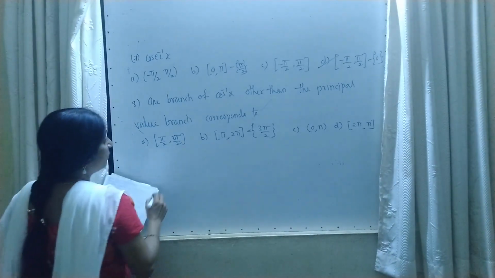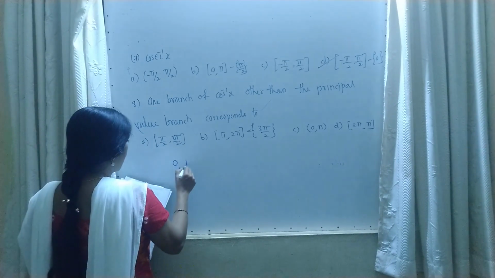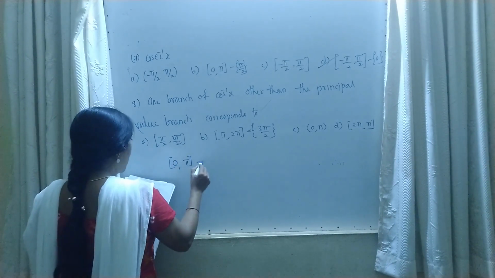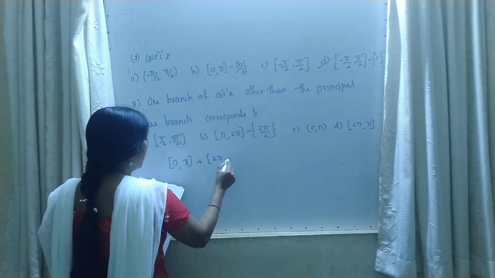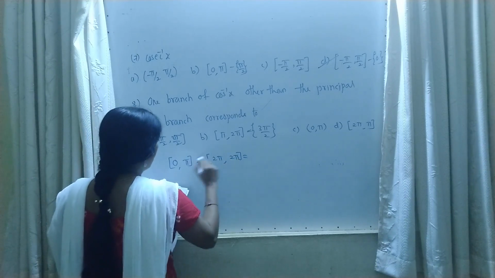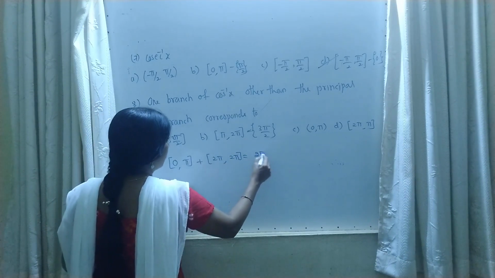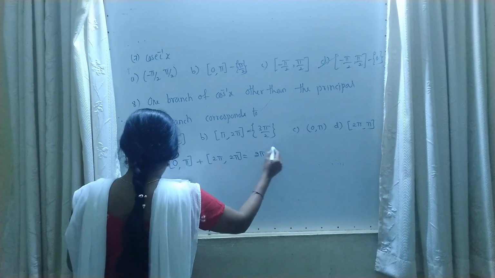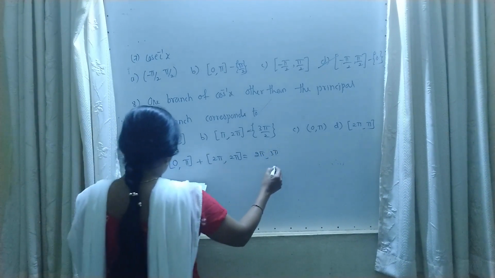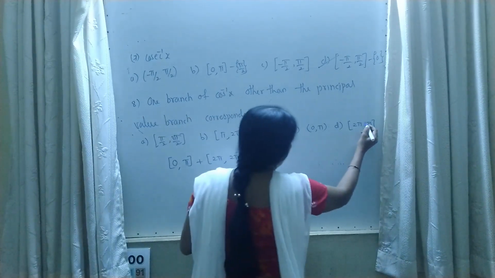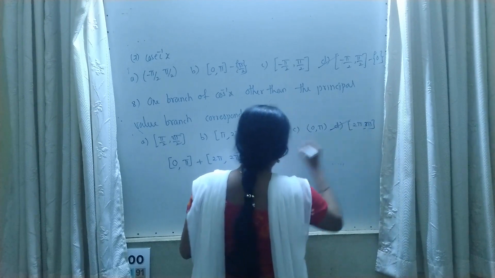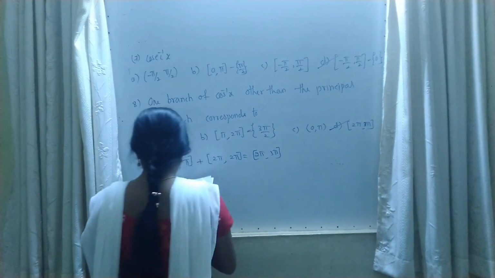So first write down the principal branch, and for that principal branch you can add the same amount. So here I am adding the same amount, 2 pi. When you solve this, it is 2 pi, 3 pi. And the fourth option is 2 pi, 3 pi.